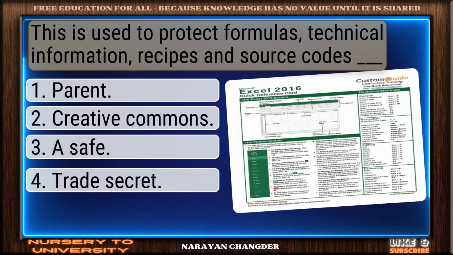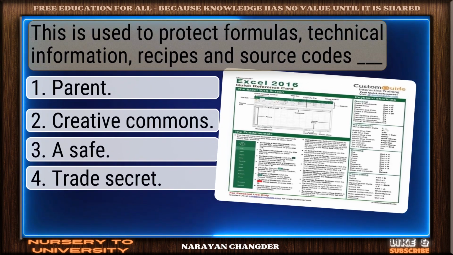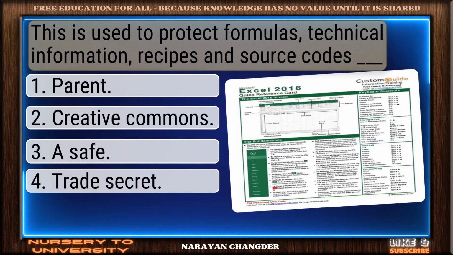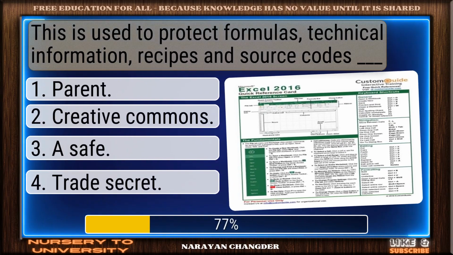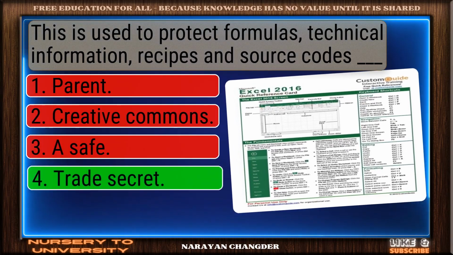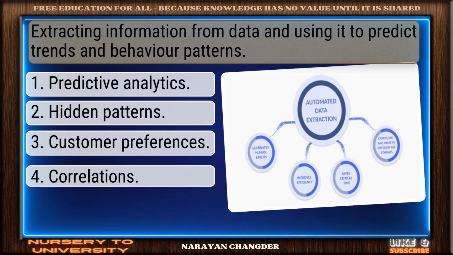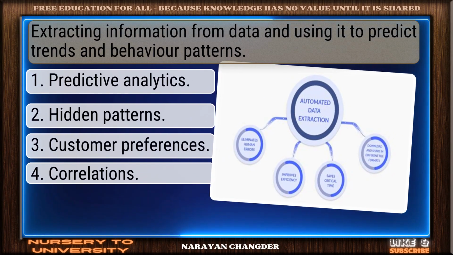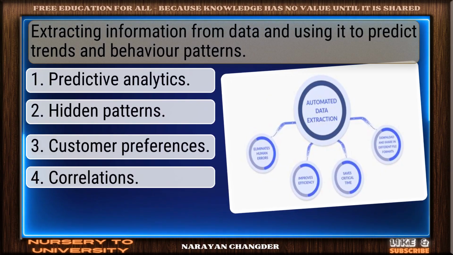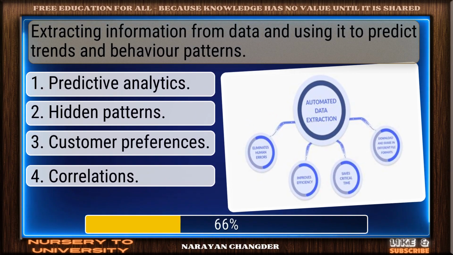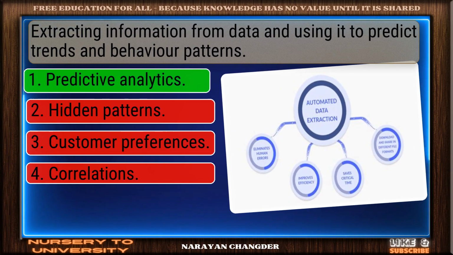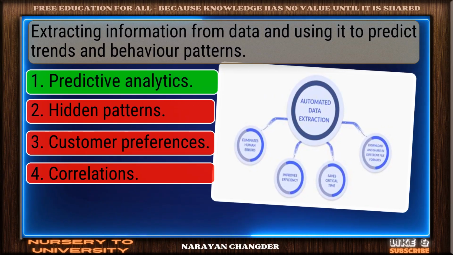This is used to protect formulas, technical information, recipes, and source codes. Nice selection. Trade secret is correct. Extracting information from data and using it to predict trends and behavior patterns. Excellent. Predictive analytics is well reasoned.